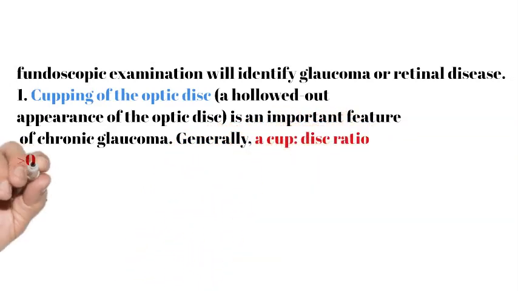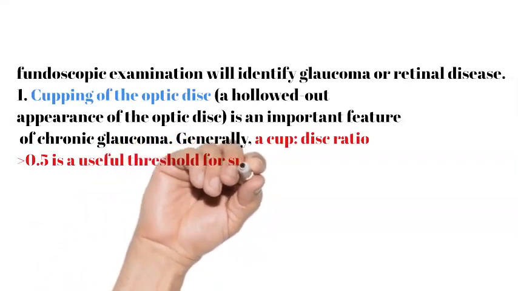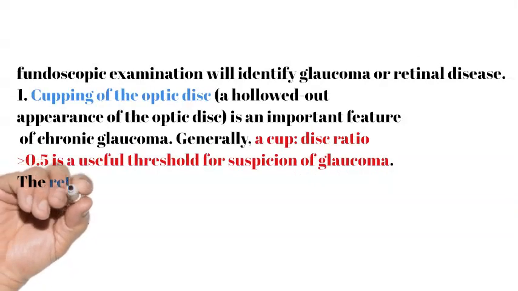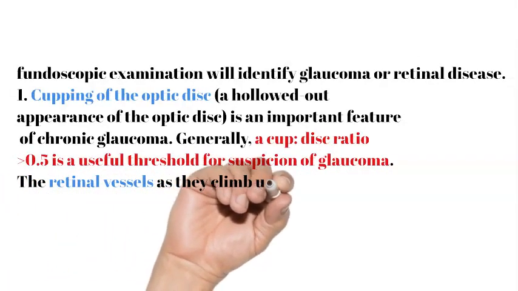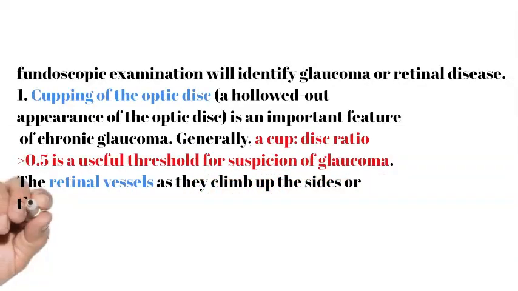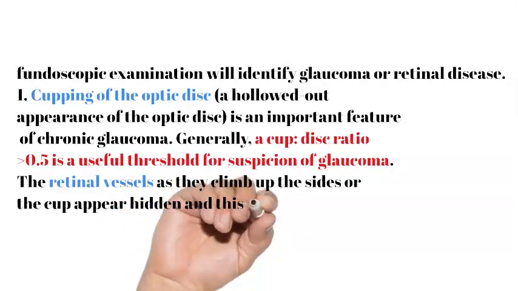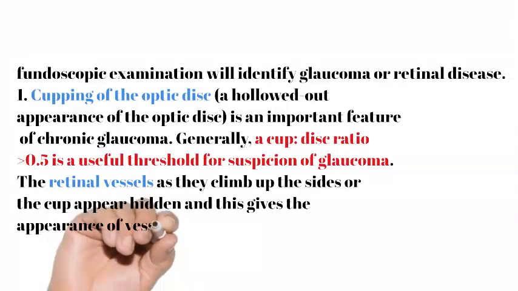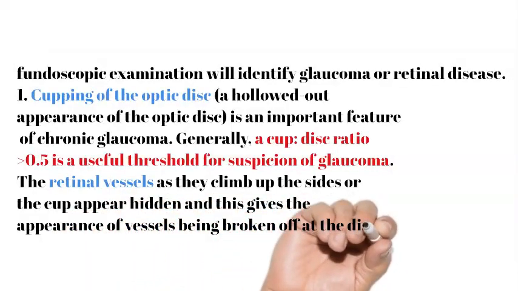Cupping of the optic disc. A hollowed-out appearance of the optic disc is an important feature of chronic glaucoma. Generally, a cup-disc ratio of 0.5 is a useful threshold for suspicion of glaucoma. As the disc cups posteriorly, the margins of the disc are steep and overhang the cup portion of the disc. The retinal vessels give the appearance of being broken off at the disc margin.